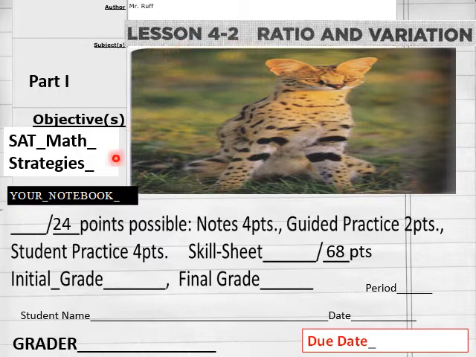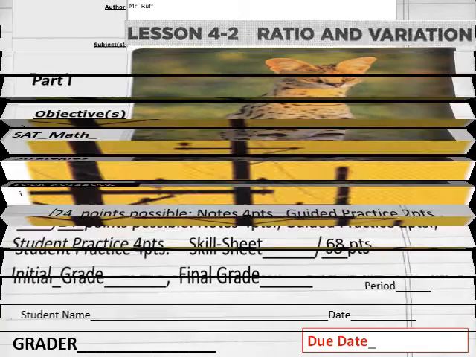4.2, ratio and variation. We have 24 points of notes and 68 points for a skill sheet. That's at the end of part 2 of 4.2.